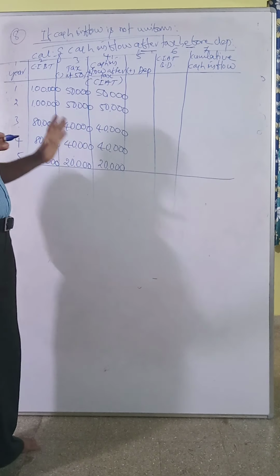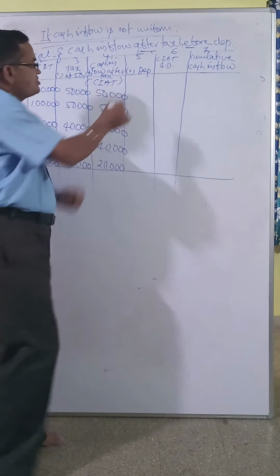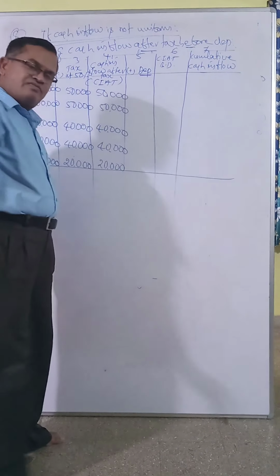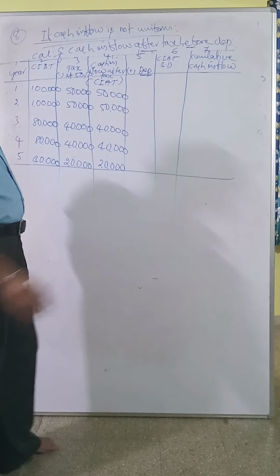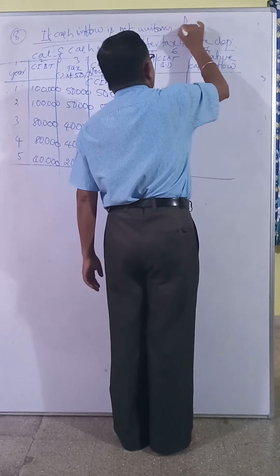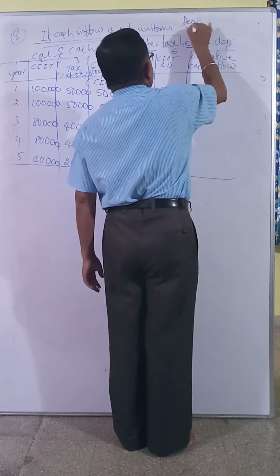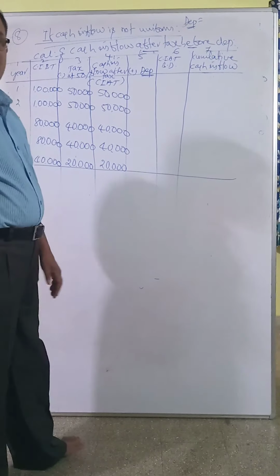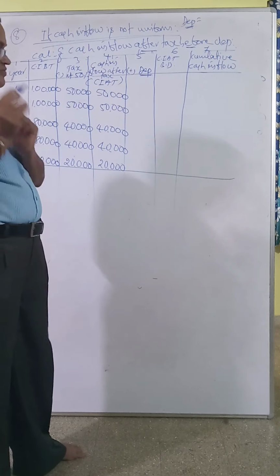You learn slowly. Okay. Then you add depreciation. In this question, if any estimated life is given, depreciation can be calculated like this. Depreciation equals cost of machinery minus scrap value, divided by estimated life.